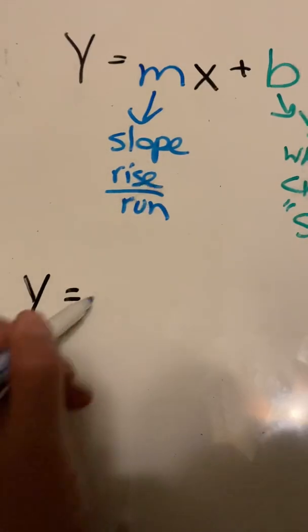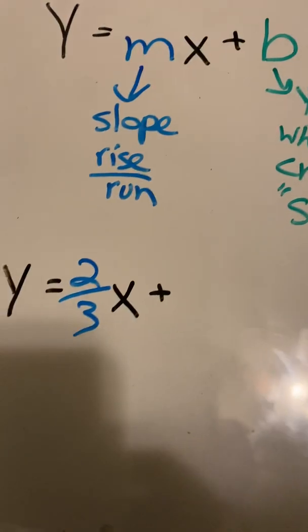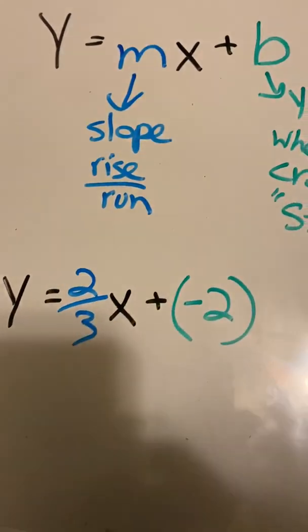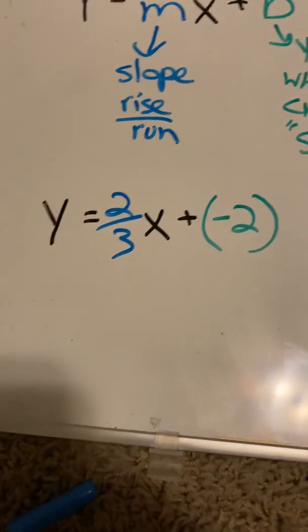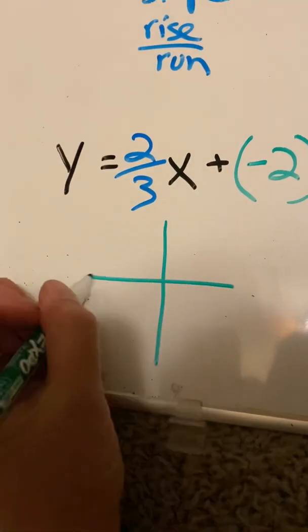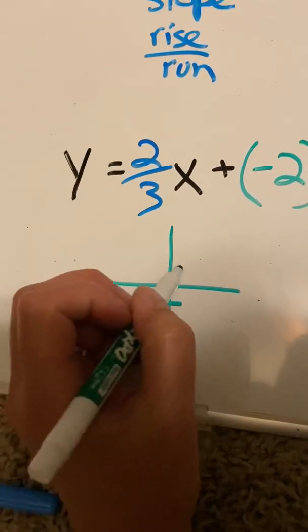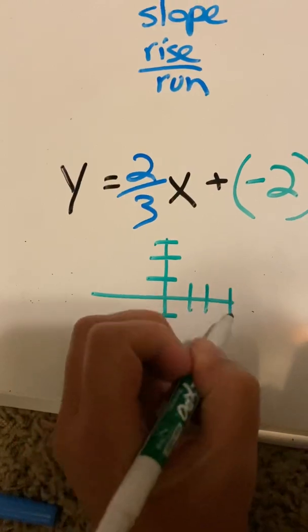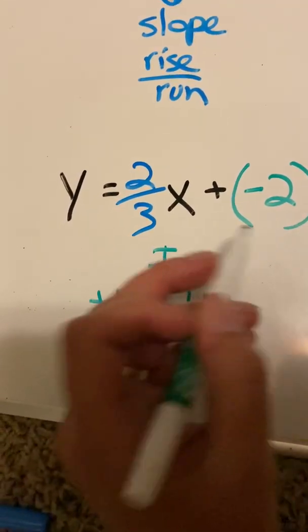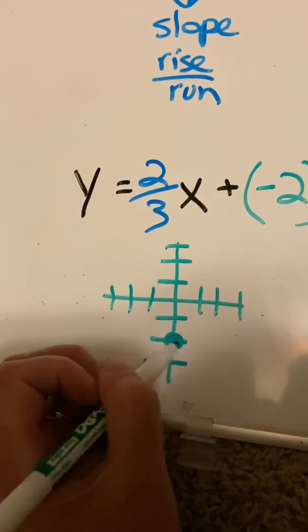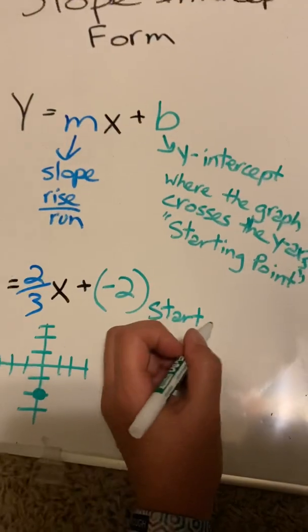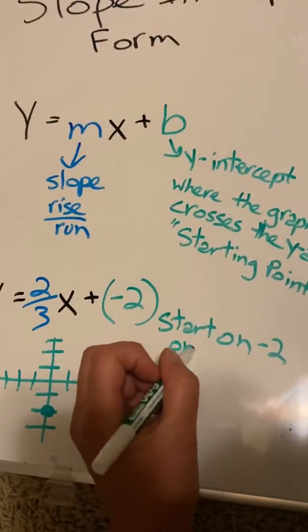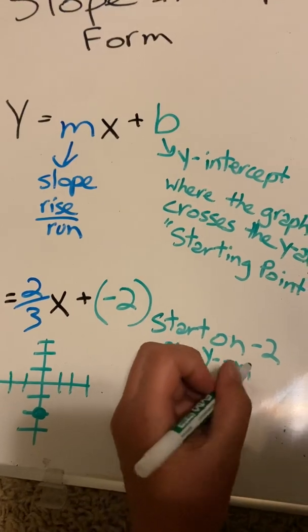y = 2/3 x + -2, okay? So if my graph was y = 2/3 x + -2, on the y-axis, again, you actually want to do this on graph paper. A graph starts at -2 on the y-axis. Start on -2 on the y-axis. It always is the y-axis.